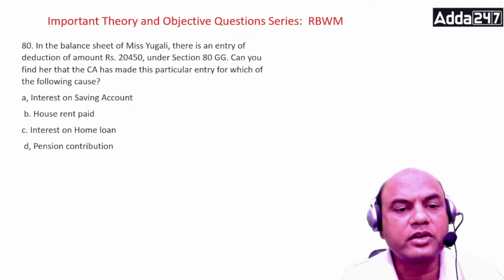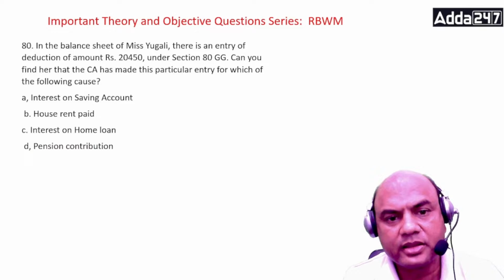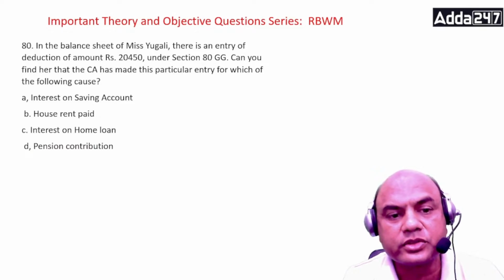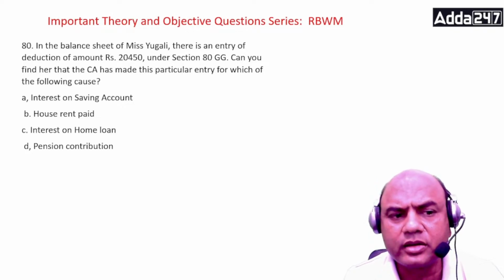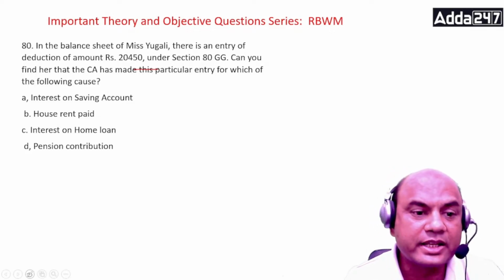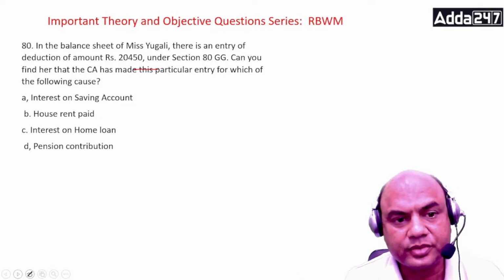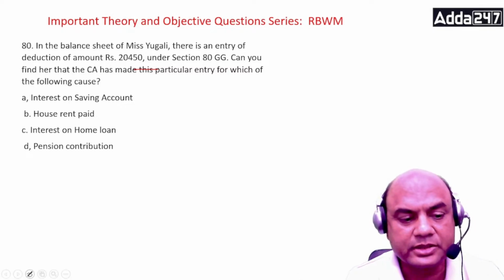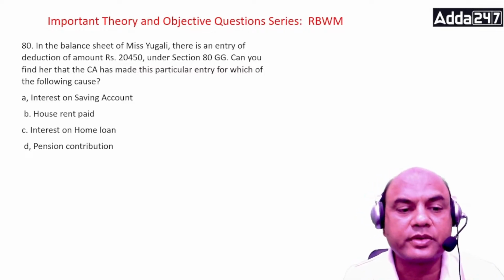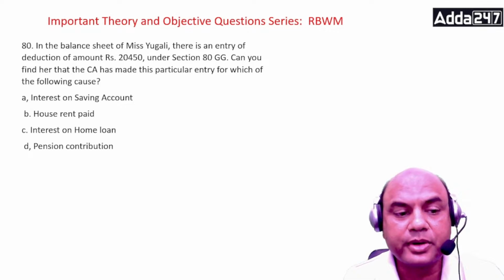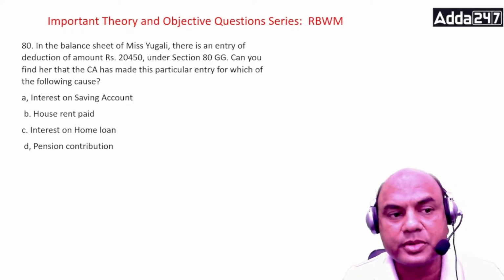In the balance sheet of Miss Yugali, there is an entry of deduction of 20,450 under 80GG. Can you find which of the following clauses the CA made a particular entry for? So 80GG is applicable for what? That's the basic question. 80GG is applicable for interest on savings account, housing rent paid, interest on home loan and pension contributions. 80GG is applicable for what?